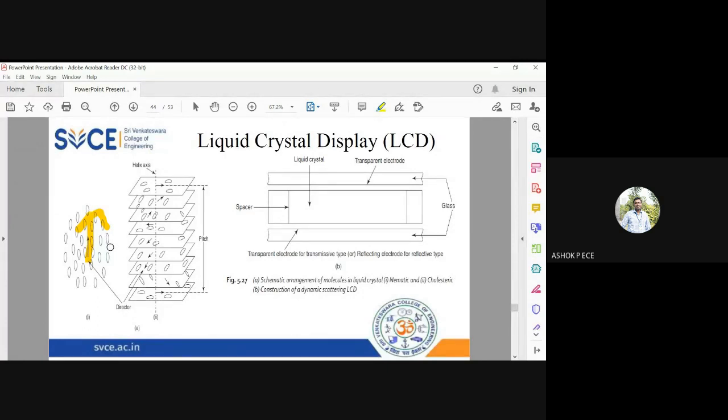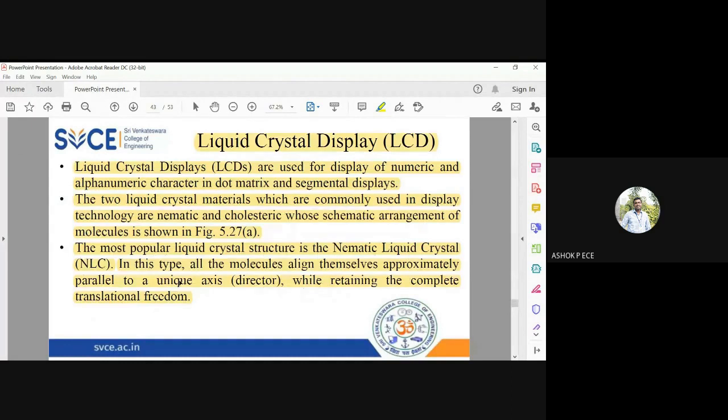In these LCDs, if I apply an external field, the nematic crystal molecules will align themselves along the direction of the field, as long as the field is there. But in cholesteric crystals, you have a separate structure. You have several layers of helical axis and director. But the nematic structure is very simple to fabricate and understand. So this is the commonly used liquid crystal display available in the market. As and when an electric field is applied, all the nematic crystals align themselves along the direction of the electric field. Okay, so that is what is given here.